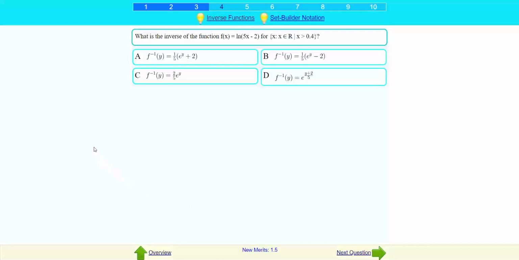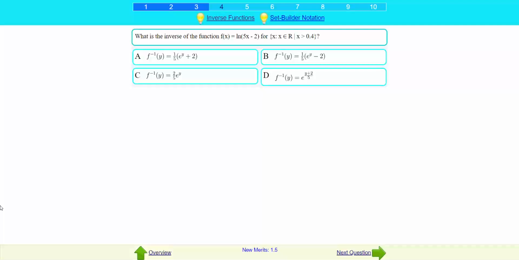Next question. Now this is where things get a little interesting when we get the domain included. So what's the inverse of the function? So we have y equals ln 5x minus 2. For the domain, x belongs to real numbers. However, x is greater than 0.4. Greater, so 0.4 is not included.